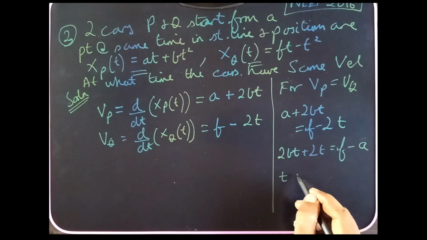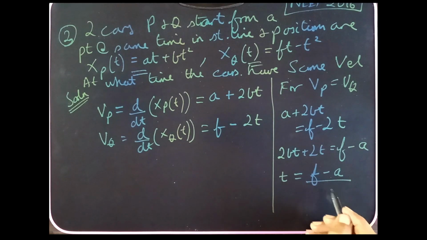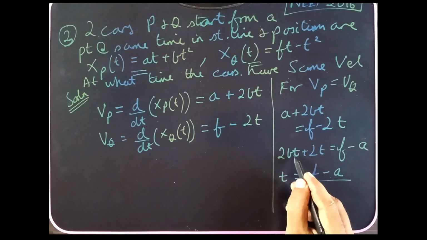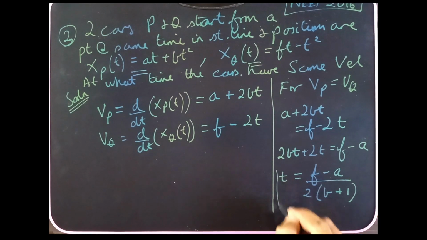So t will be brought out on one side. You will get f minus a divided by 2 is brought out, t is out, b plus 1. This is your answer.